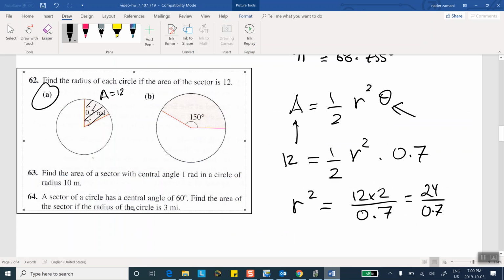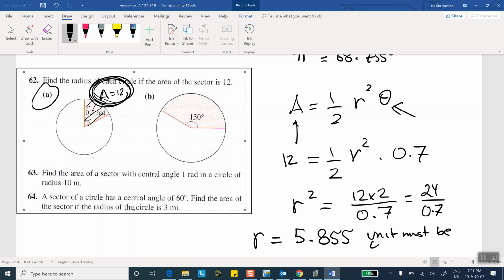You get approximately 5.855. R equals 5.855. Whatever the unit of this is, if this is inch squared, for example, this will be inch. If this is mile squared, this will be mile. So I'll just leave it like this, but the unit must be consistent with the unit of A, that 12, whatever that area is.